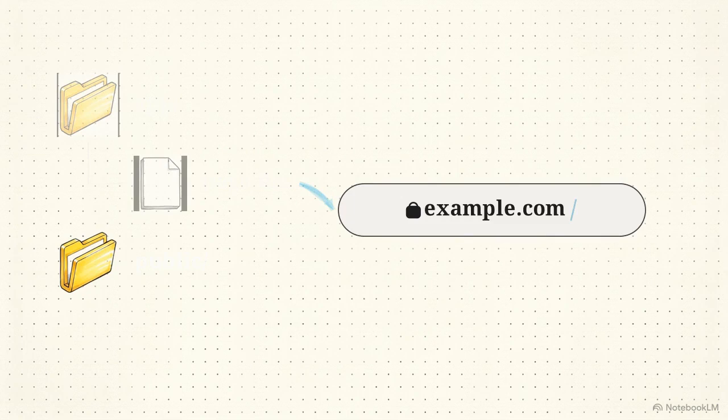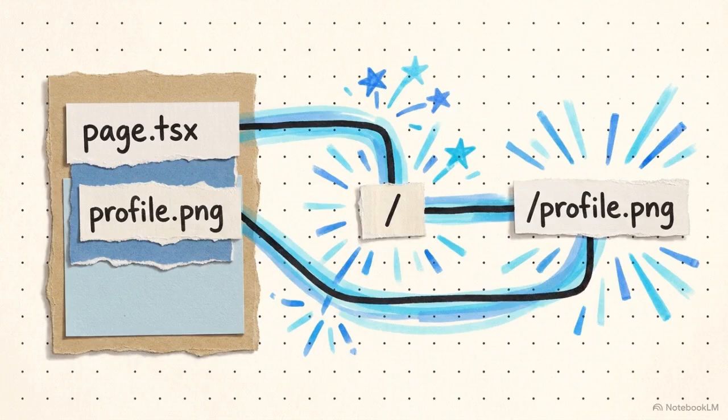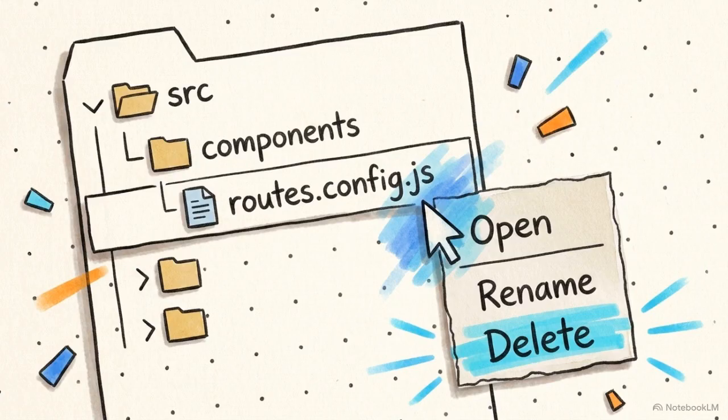Outside, the public folder stores static assets. Files like profile.png are referenced directly from your base URL. The physical placement and naming of your files directly dictate the URL architecture of the live website. You never have to touch a separate routing configuration file again.